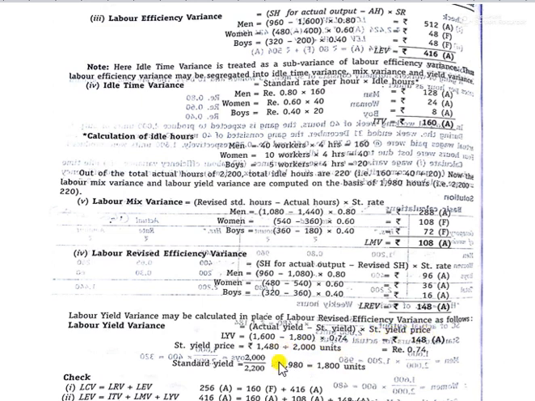We also need to calculate the standard yield price. Standard yield price is equal to total labor cost. Total standard labor cost is 1480 to manufacture 2000 units. Per unit value is 0.70. If you substitute in the formula, actual yield is 1600, standard yield is 1800, into 0.70, it comes to 148 adverse. One more thing to keep in mind, labor revised efficiency variance and labor yield variance give the same answer. Labor revised efficiency variance is 148 and labor yield variance is also 148.